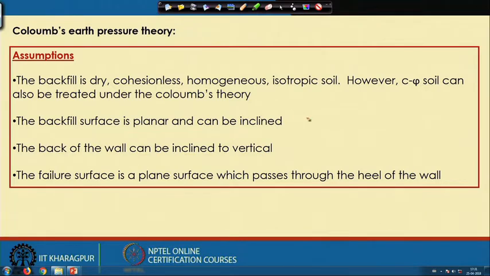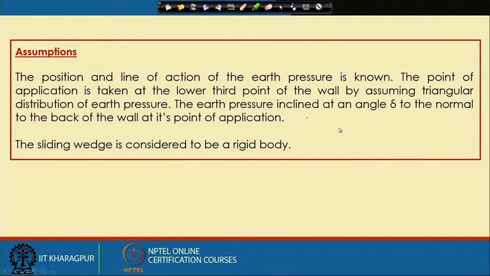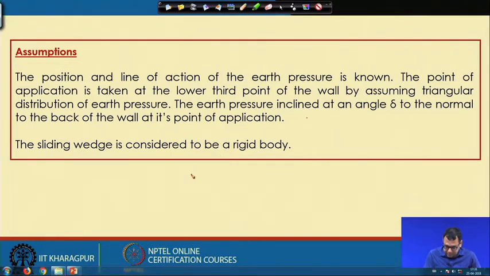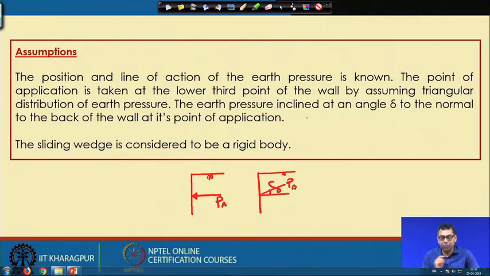The next assumption: in Rankine's theory we saw that the direction of the force is parallel to the backfill surface. So if this is the wall and the backfill is perfectly horizontal, this is the P A direction for Rankine's. But for Coulomb's, even if the backfill is horizontal, it will act at an angle of delta. What is delta? Delta is the friction angle between soil and the wall. That is another difference between Rankine's and Coulomb's.